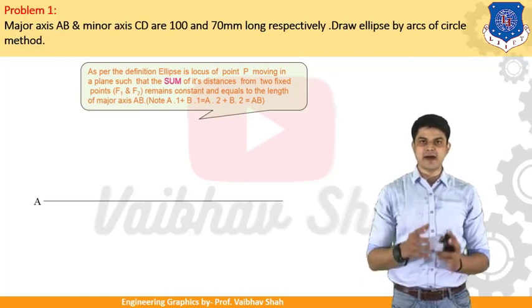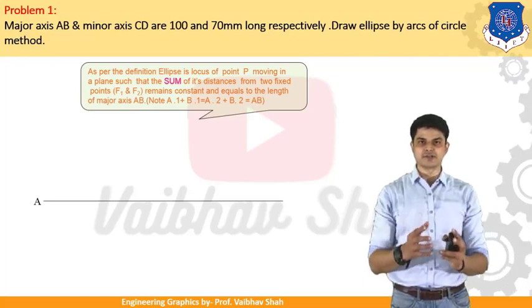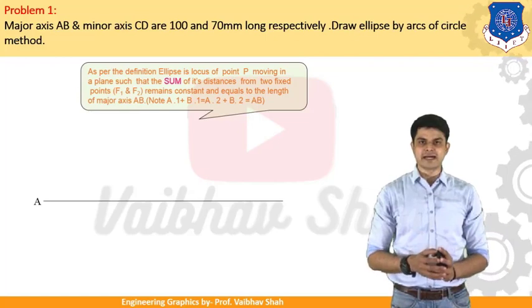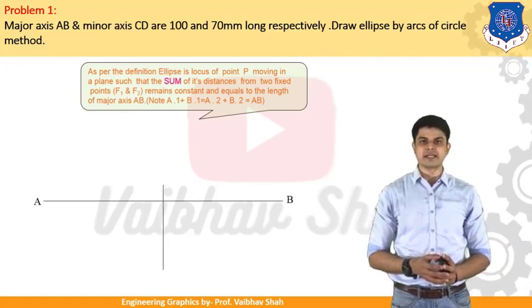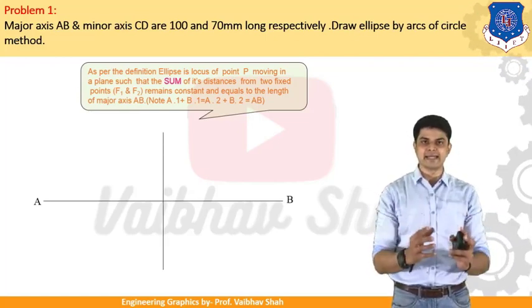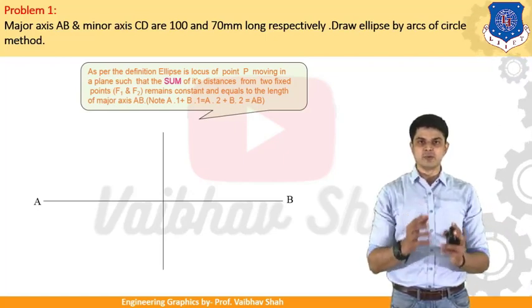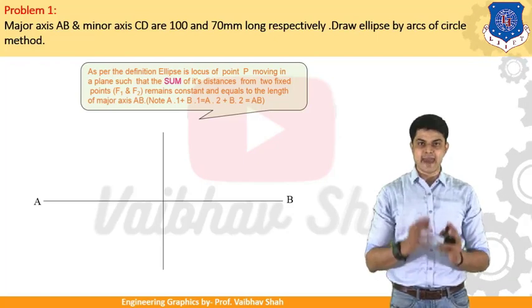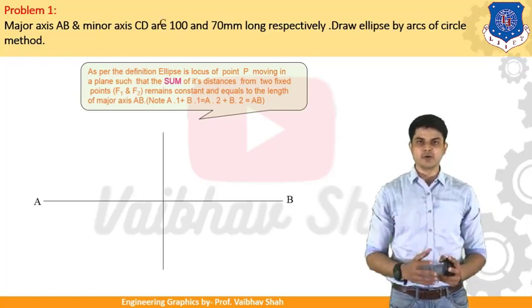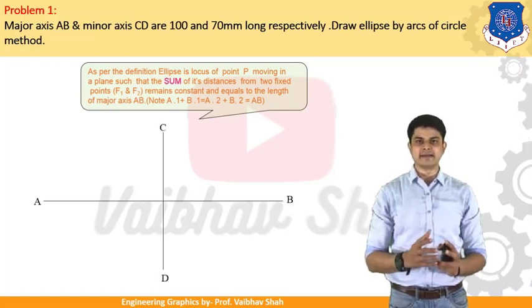Then find out the midpoint of this horizontal straight line, and from that point you will be constructing one vertical line, which is nothing but the minor axis of the ellipse. After drawing the minor axis, we will notate that minor axis as CD. So let us put C and D on your minor axis.